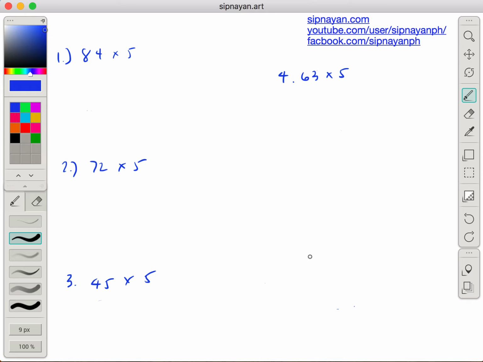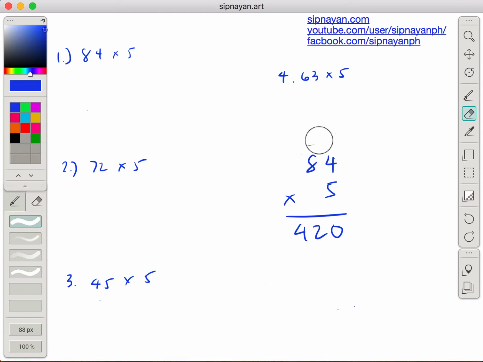So, for example, 84 times 5. Usual na ginagawa natin, syempre 84 times 5 pag nagsusulat tayo. So that's 5 times 4 is 20, carry 2. So 5 times 8 is 40. 42. So yan yung method natin, di ba? Yung karaniwang method natin na ginagawa sa school pag tayo nagko-compute.